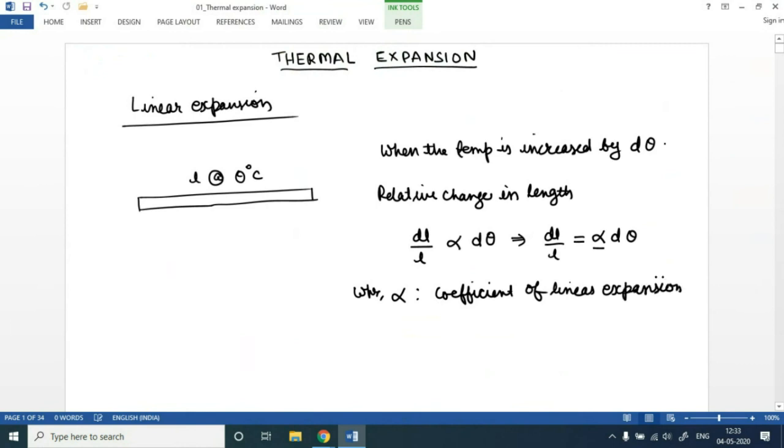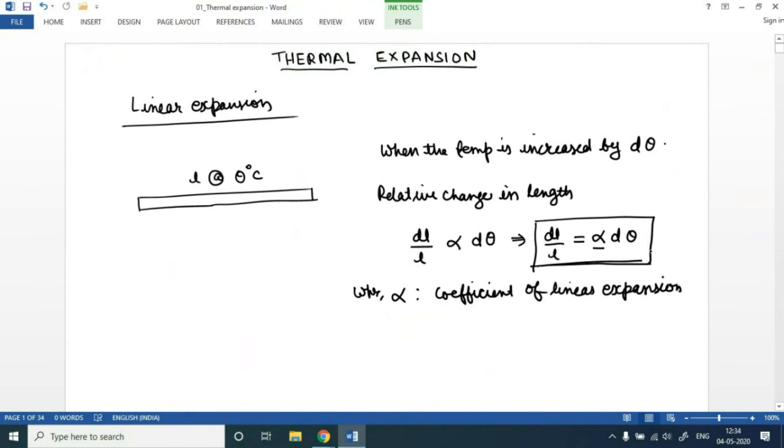That is one of the properties of the material. This coefficient of linear expansion will be a function of temperature, but for a small change in temperature we can assume alpha to be constant. So this is the equation we have for the relative change in length of a rod.